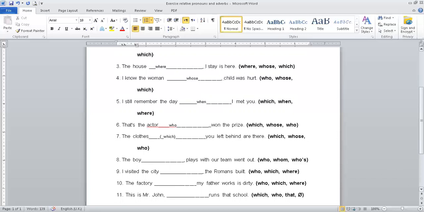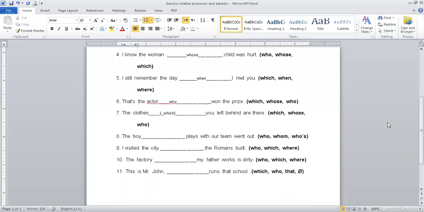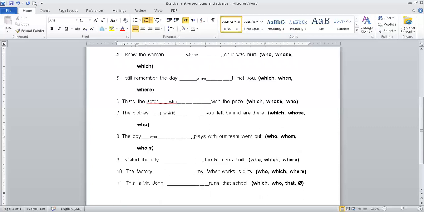Number 8. The boy plays with our team went out. Who plays with our team? The boy. So the boy is the subject. We will choose who, since it defines someone and the boy is the subject. So use who. The boy who plays with our team went out.